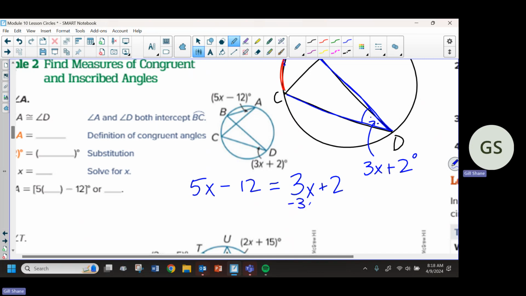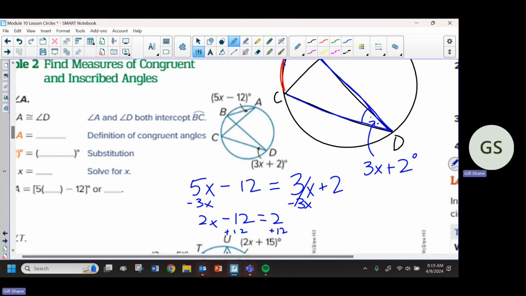I've got to get the x's on one side, which really means I need to get rid of them on one side. So I get rid of them on that side. So now they're gone. That means whatever I do on one side, I have to do on the other side. That's how I get all the x's on one side. And now it's just a two-step equation. Hopefully you can do two-step equations. Add 12.